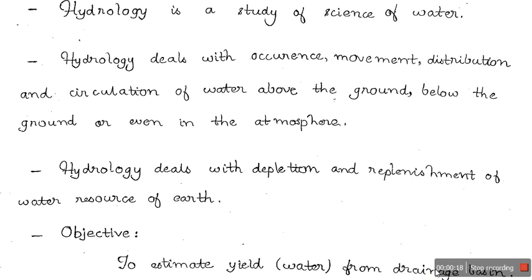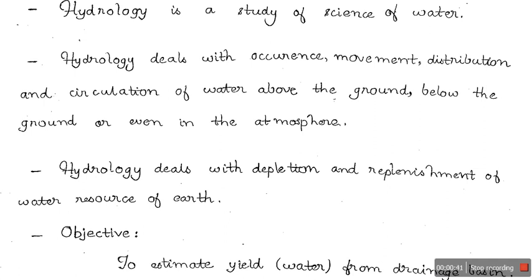Well, what is meant by hydrology? Hydrology is the science of water. Hydrology deals with the occurrence, movement, distribution and circulation of water above the ground, below the ground, and even in the atmosphere. Hydrology deals with the depletion and replenishment of water resources of the earth.